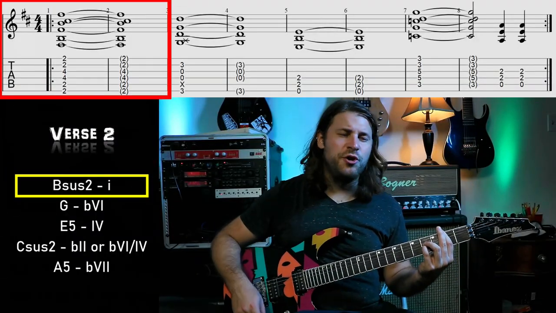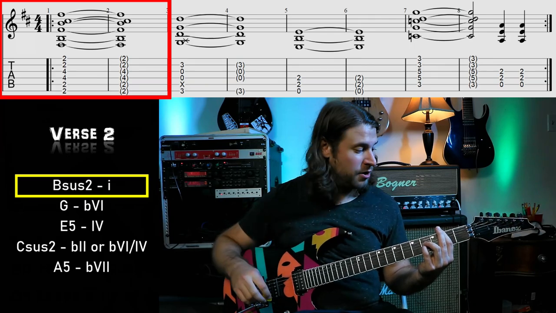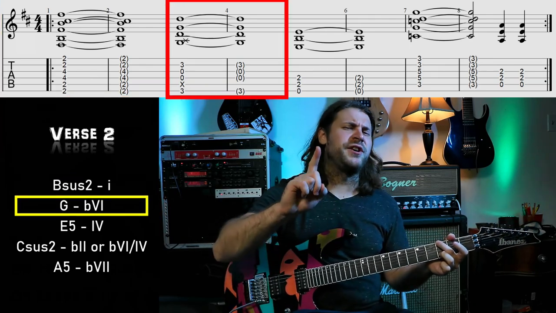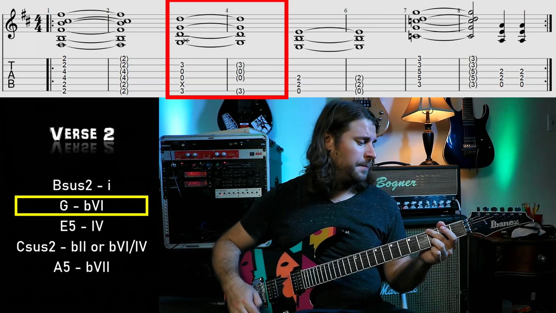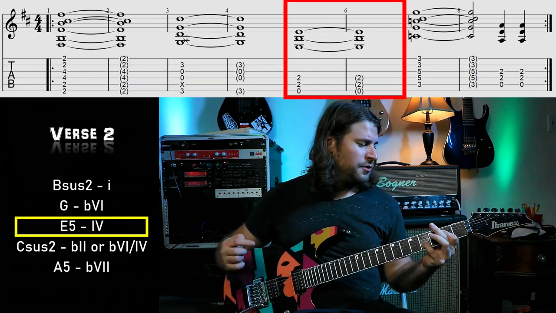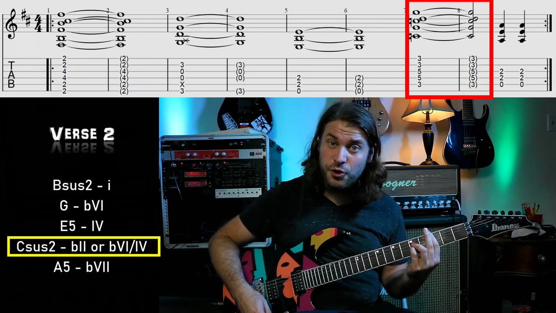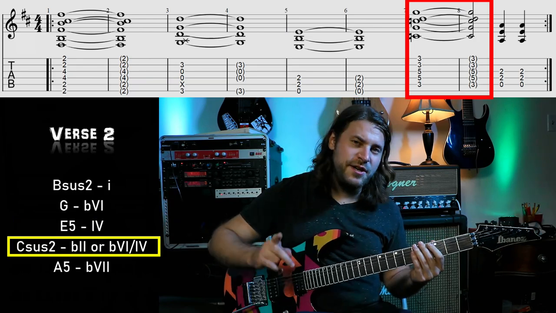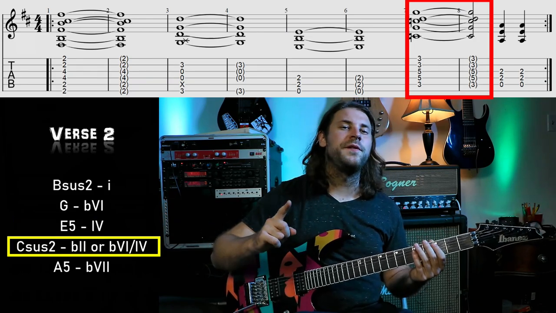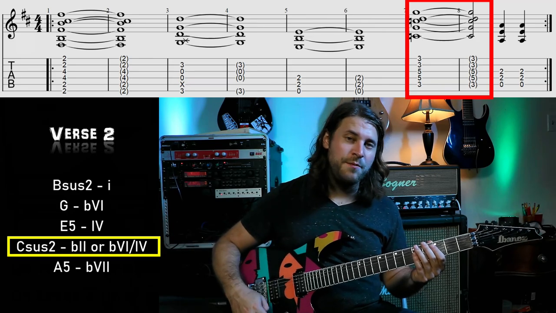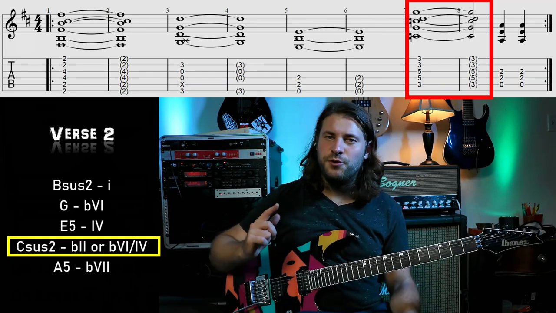B sus 2, which is the 1 chord, 2 bars. G, the flat 6 chord, same deal. Then we hit E, 2, 3. And then C sus 2, which is the flat 6 to the E minor, but also the flat 2 Neapolitan chord to the B minor. And that goes around to repeat twice.